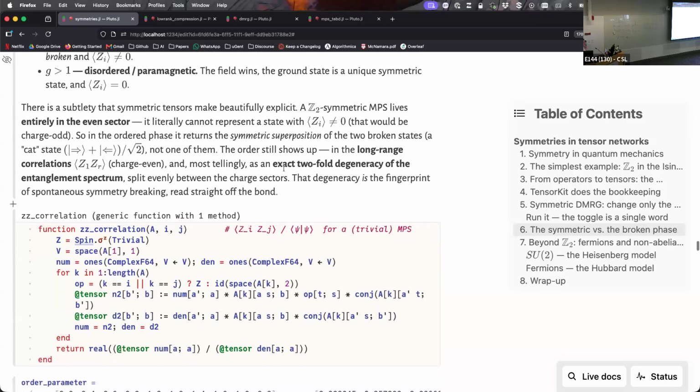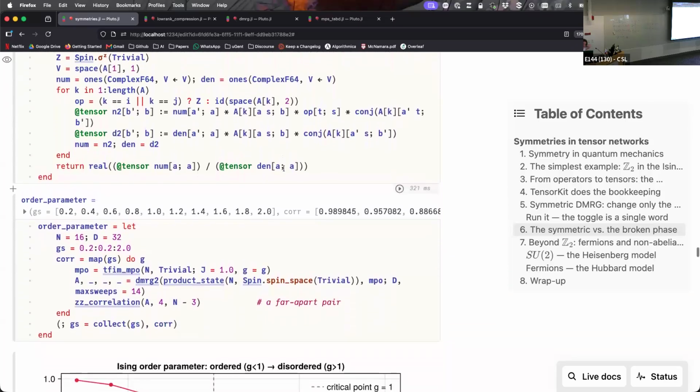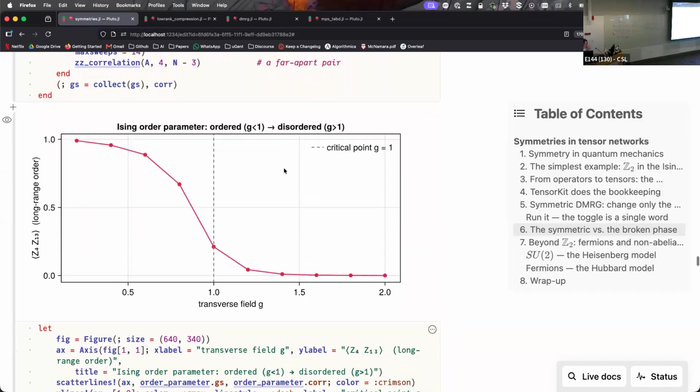Okay. What's interesting to note is that if you look at this Ising model, what's basically going on is that as you tune the strength of the magnetic field, you will go from an ordered phase into a disordered phase. And so the interesting part here is that the symmetry of the ground state can be broken.